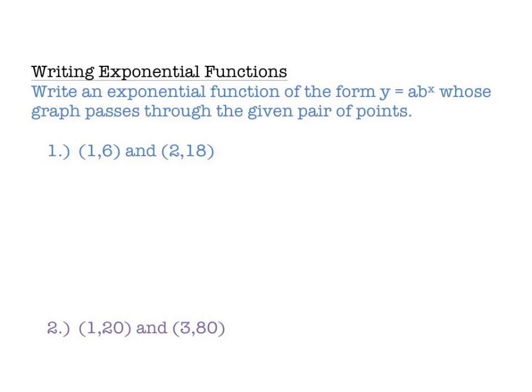The first piece that we're going to talk about is writing exponential functions. If we are given any 2 points, we can write an exponential function of this generic form, y equals a times b to the x power, whose graph passes through those 2 points. I'm going to do this by using a system of equations. For this first example of (1, 6) and (2, 18), I'm just going to write in that y equals a times b to the x power.